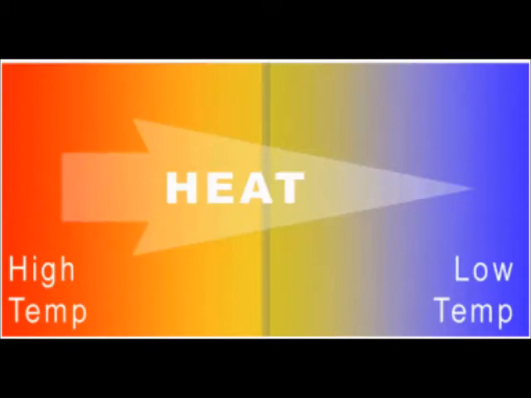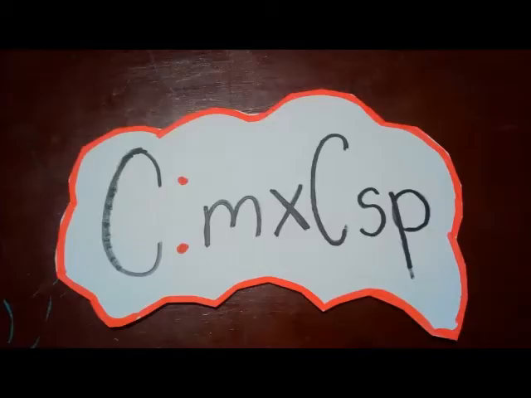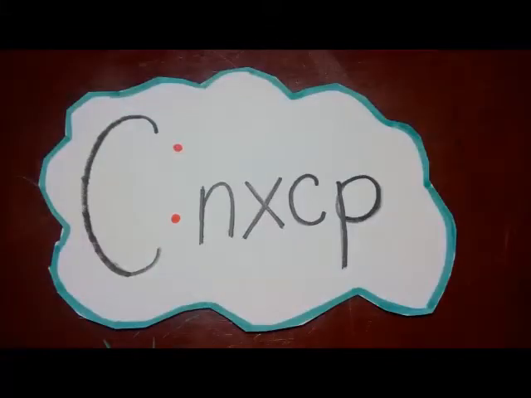Okay, the next part is the heat capacity. The total heat capacity of an object can be decomposed into one of two relationships, either on the basis of mass, C equals m times Cs, or on the basis of the number of moles of atoms or molecules in the object, C equals n times Cp.